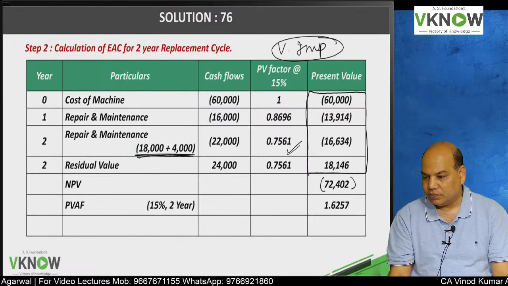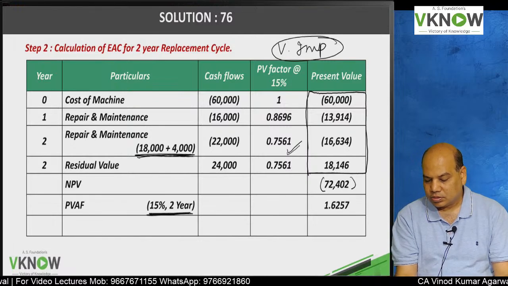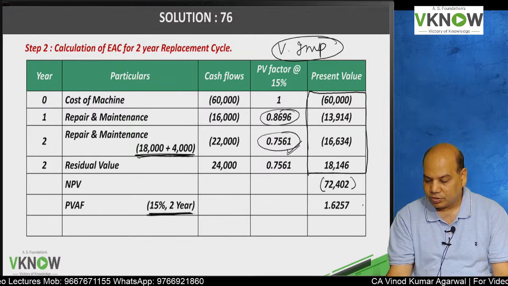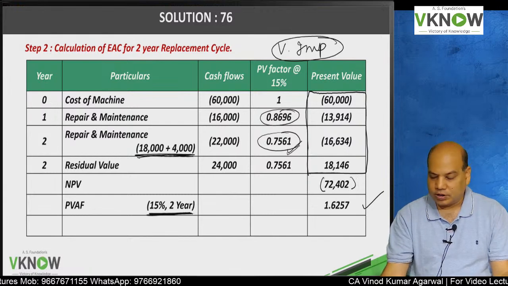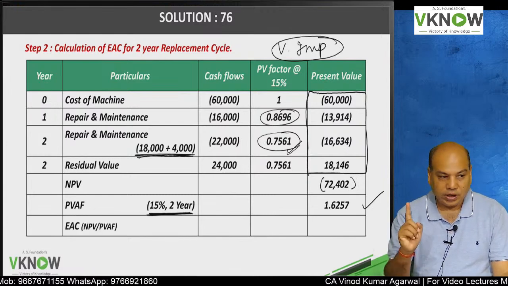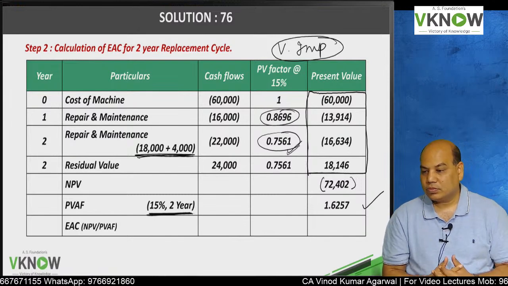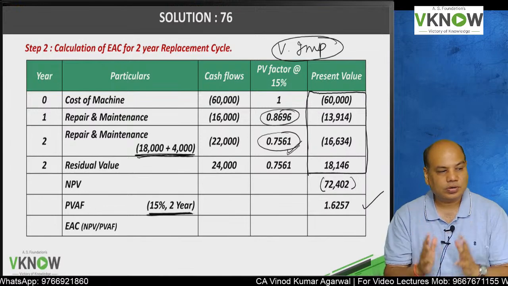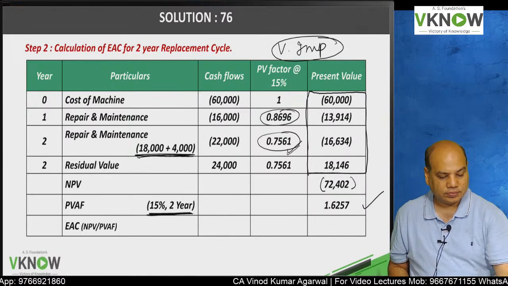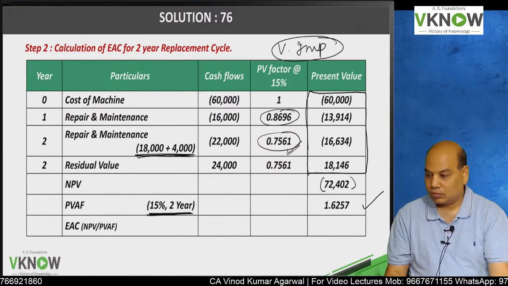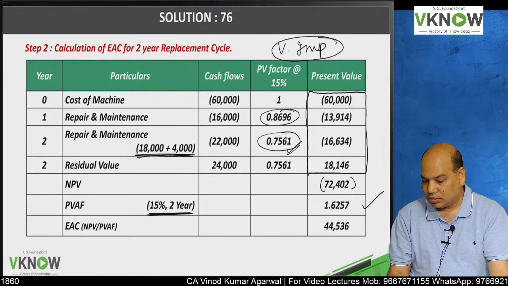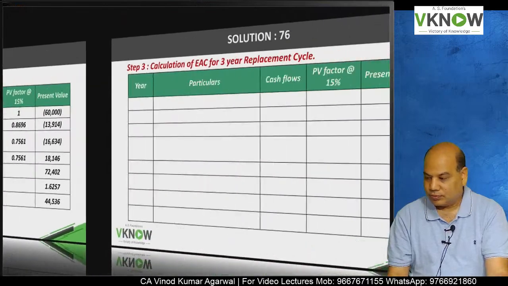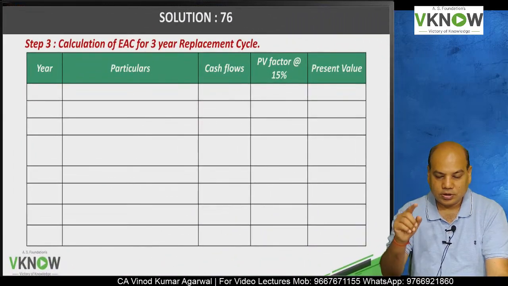72,402. PV annuity factor for 2 years: add these 2 factors, year 1 factor plus year 2 factor. Please add. 1.6257. Now again I will wait for your answer, EAC. Only then I will go ahead. This will tell me you are also following the instruction. One student has replied 44,536. Very good. 44,536 is wonderful.